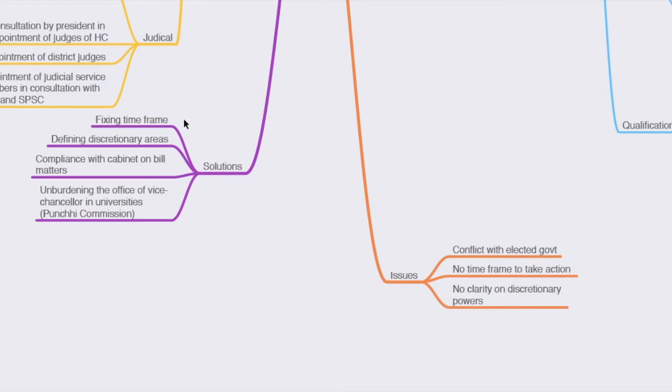Also, the office of chancellor is very time consuming and the governor gets deviated. This recommendation regarding the office of chancellor in universities was given by the Punchhi Commission also, that the governor should not be appointed as chancellor of universities. They should be unburdened from these duties. It is one of the functions of the governors, so it should be modified and the governor must not be appointed so that he can focus on governance more. So these are some of the solutions for the post of governor to make it less in conflict.